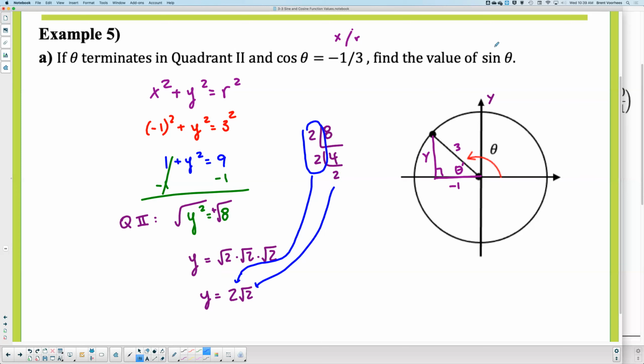That's how it looks. So we want to find sine. What's sine ratio? So it'll be square root 2 over 2 divided by, what's our R? 3. And that's because it's Y over R, like that. Okay, so here would be our answer. Sine theta is square root 2 over 2 divided by 3. Okay, part B.